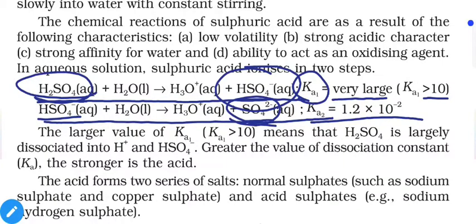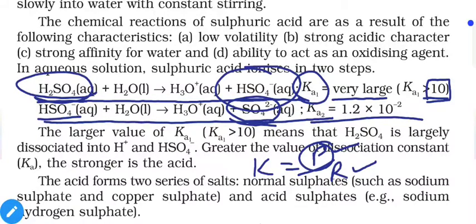So the larger value of Ka1 means the H2SO4 is largely dissociated into H plus and HSO4 minus. The greater the value of the constant, the stronger is the acid. Because a greater constant means a large quantity of product, since the constant K is equal to the concentration of product upon the concentration of reactant. So if the value is high, it simply means product is more. That means a higher percentage of product will be obtained than the reactant.